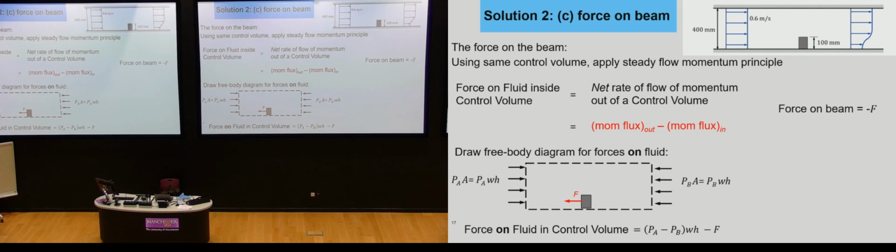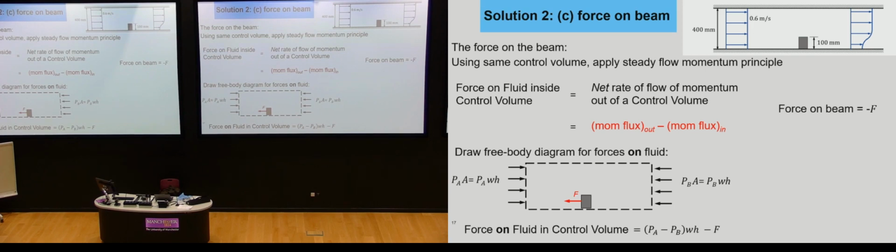So the force on the beam is going to be opposite. Okay, so this is why I put this here. The force on the beam is opposite. F here is the force acting on the fluid from the beam. So later we have to reverse that. We have to remember to reverse it. Okay? So those are our forces.